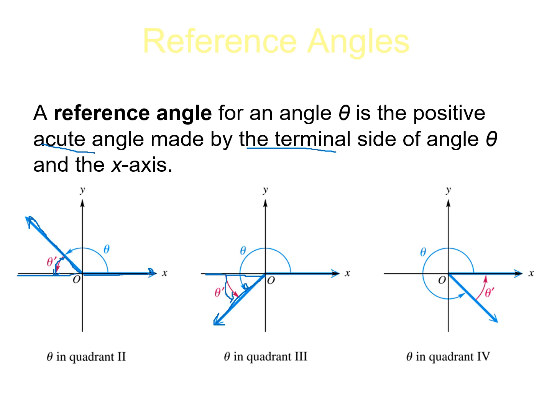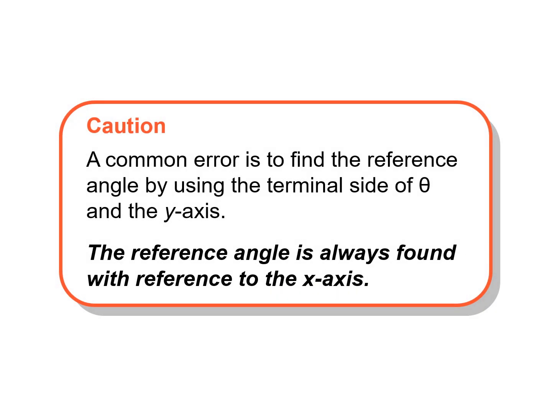And when we're in the fourth quadrant, then the angle loops all the way around here, greater than 270 degrees. But the reference angle is from, in this case, the positive x-axis to the terminal side. A very, very common mistake is to use the angle and go up to the y-axis. We don't do that. We always measure back to the x-axis.